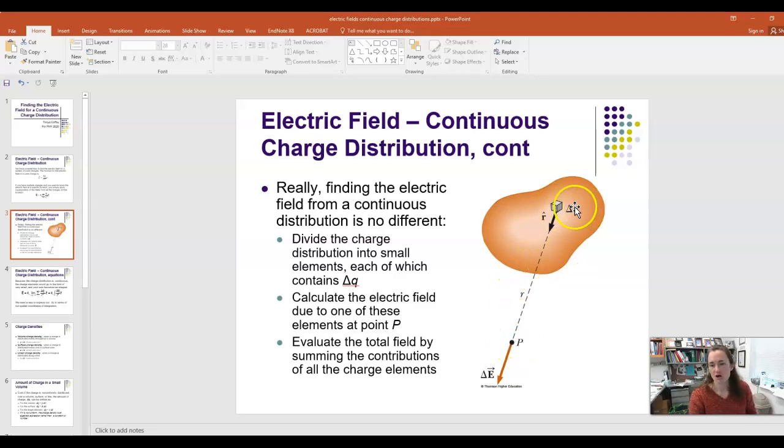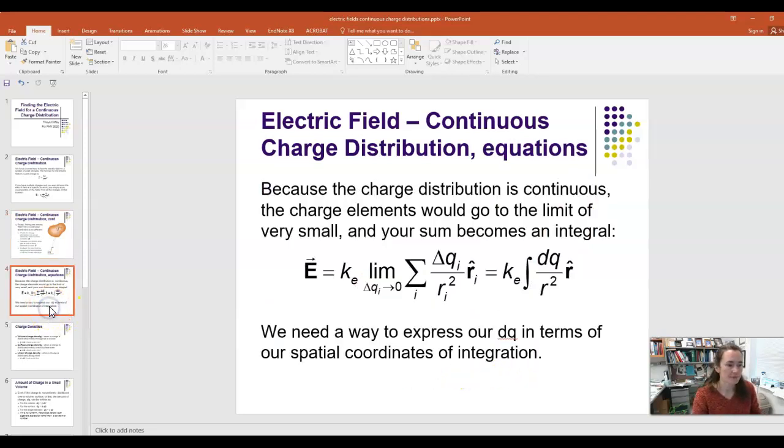So let's call our little differential charge element delta q, right? And that's our little chunk of charge. And you're dividing your total uniform charge into these chunks. And then you're going to calculate the electric field due to just one element at a point P, and then you're going to sum over all those elements. Well, if you shrink your delta q's so that they're small enough, you take the limit as delta q approaches 0, then this vector summation becomes an integral. And that's what we're going to be doing in this lecture.